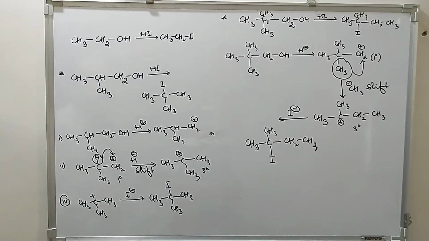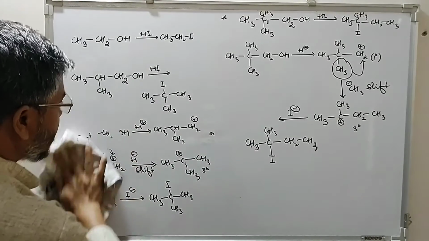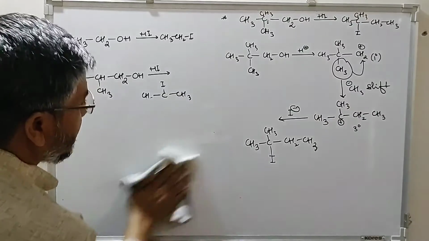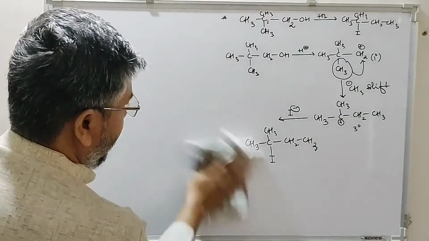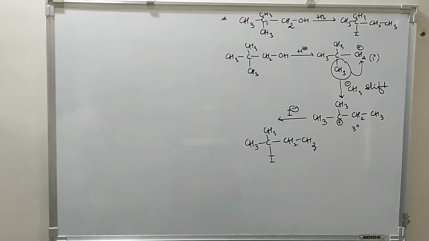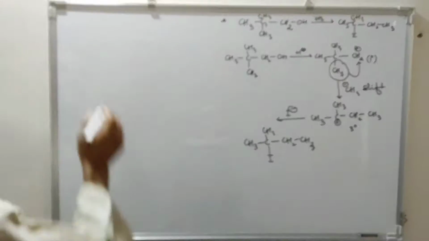So this is the first method, that is reaction of alcohols with HI. Now the second method from alcohol.